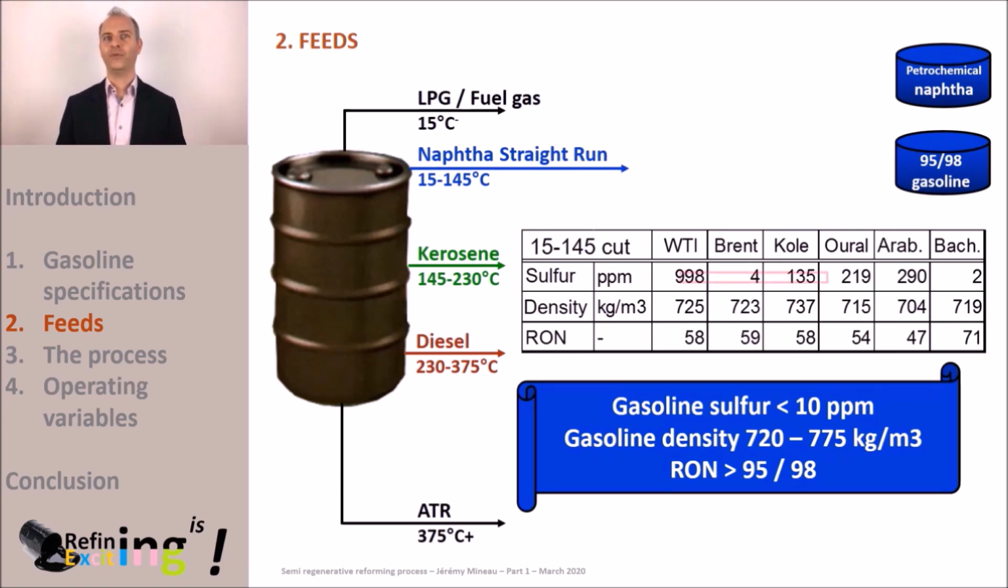The sulfur content of straight-run naphtha is between a few ppm and several hundred ppm, and its density varies from 700 to 750 kilograms per cubic meter, with an average value of about 720 kg per cubic meter. As for the octane number, this varies from 45 to 70, with the average being about 60. Production of grade 95 or grade 98 directly from straight-run naphtha is therefore not possible, as the sulfur content is too high and the RON way too low. This has to be increased by at least 35 points to reach 95.